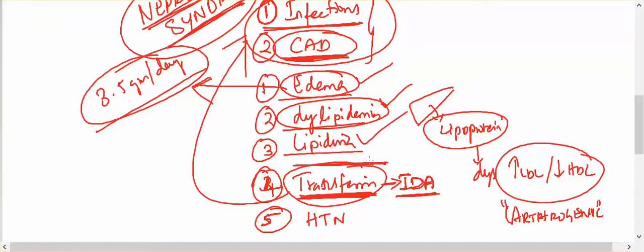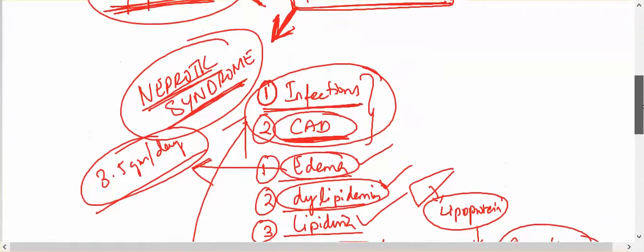So one extra thing I am telling today is there is loss of transferrin, that can lead to iron deficiency anemia. And because of circulatory change, there will be hypertension. Okay, so these are the things you can see in the nephrotic syndrome.